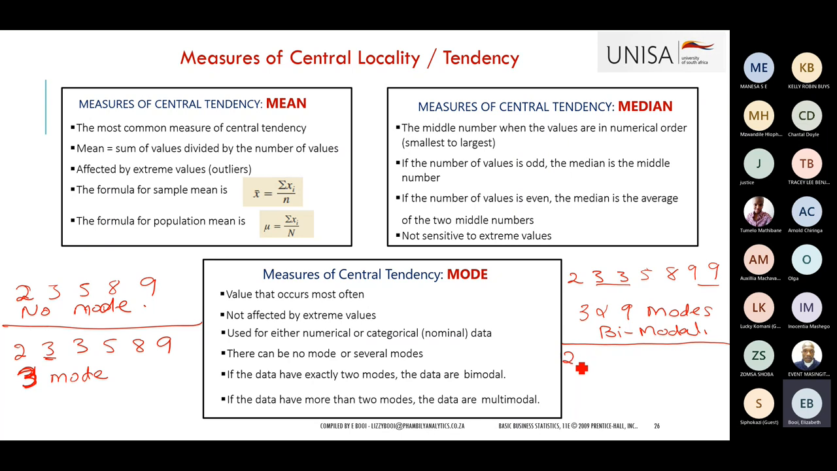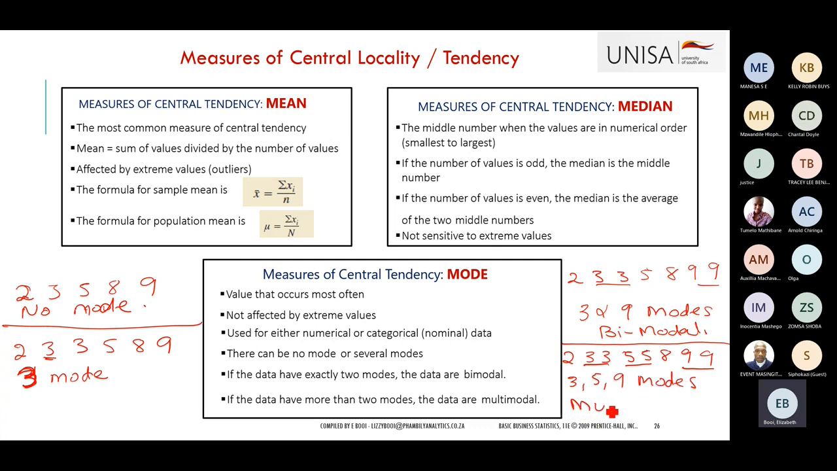If I have 2, 3, 3, 5, 5, 8, 9, 9, I have 3 and 3, 5 and 5, and 9 and 9. So I have 3, 5, and 9 as my modes. Therefore, I have a multimodal data set. As you can see, you can have one mode, no mode, bimodal, or multimodal. And those are the measures of central tendency.